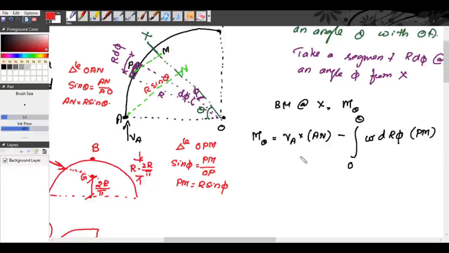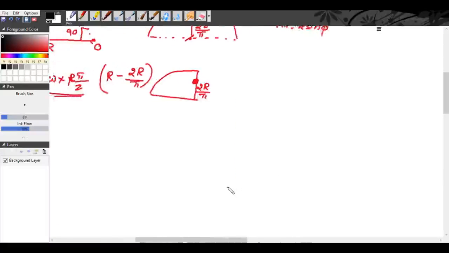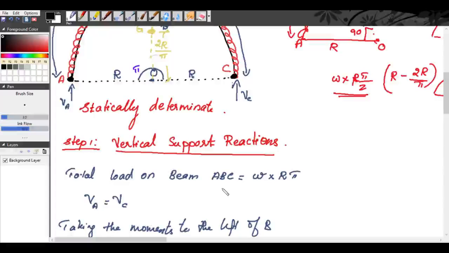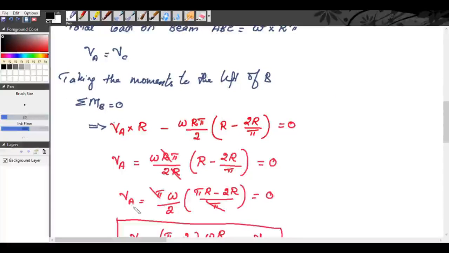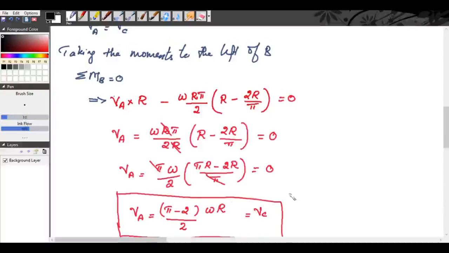So, we will substitute these values here. We get M theta is equal to VA into AN. We have already found what VA is in the first step. So VA is equal to (pi minus 2) by 2 into WR.